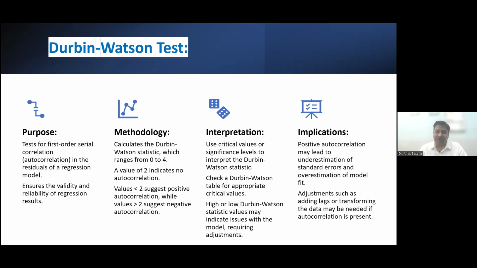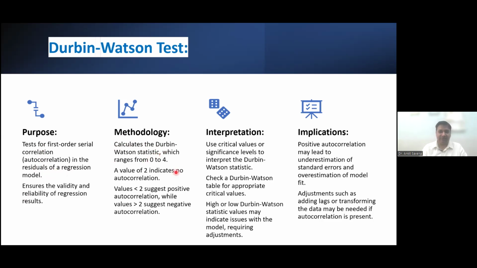So if we want to make sure that my regression model or forecasting model is a valid and reliable forecasting model, I have to ensure that the autocorrelations of residuals in the regression model are not significant. Ideally it should not be there, but even if it is there, it should not be significant. The methodology for that is that we calculate the Durbin-Watson statistic. I'll show you where to see that.